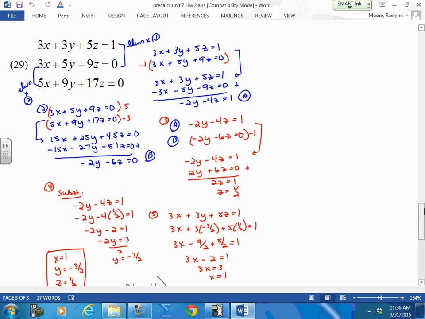The other ones took a little bit more work to eliminate. And your coefficients were really tough on this one. Coefficients were harder, and they were all positives.